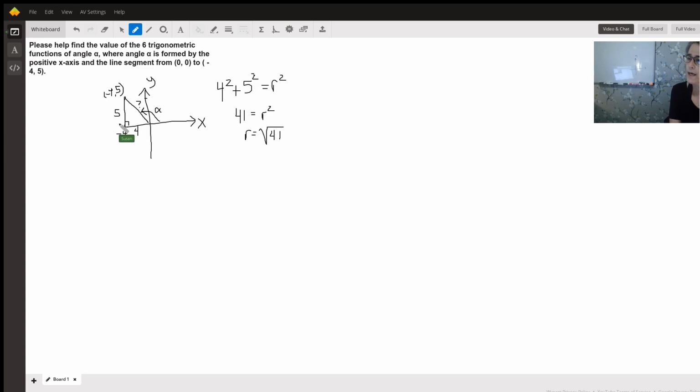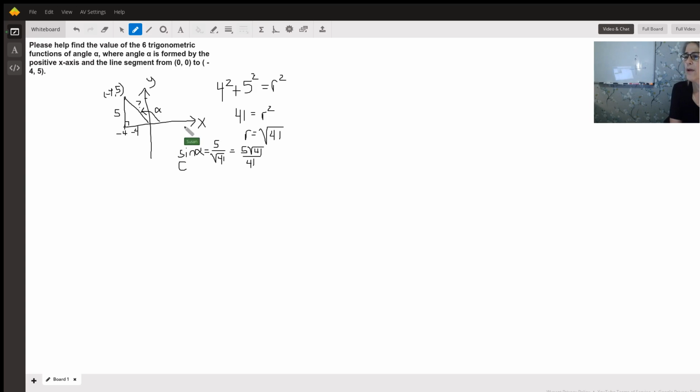So now we have x, we have y, and we have r. And so we're going to write the trig functions, and we're going to be careful that the x, whenever we use it, is negative. The distance r is always positive. And so we start listing our sine, cosine. Sine theta or sine alpha is y over r, so 5 over the square root of 41. And then you would have to rationalize the denominator. So that's multiply the top and the bottom by the square root of 41, and you get 5 times the square root of 41 over 41.